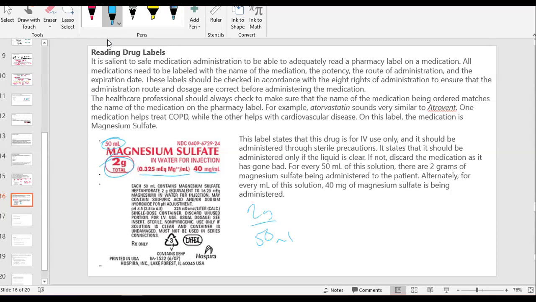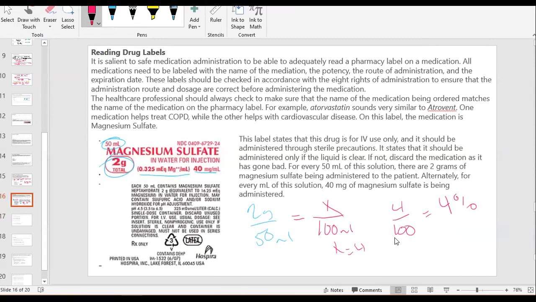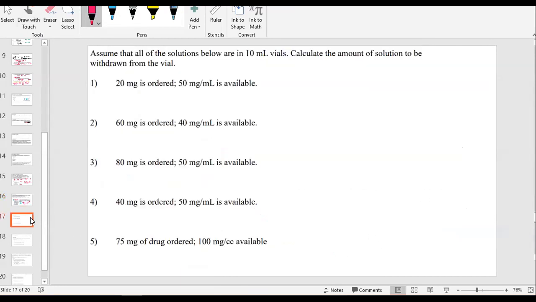How can we make this into a percentage? I already have my ratio of 2 grams equals 50 mLs. So percentage, what do we do? Remember, percent is over what? 100. And then I can just go ahead, find X, which is going to be 4, right? And 4 over 100 is what percent? 4%. Okay. So there's 4% of that drug in there. Don't forget how to change to percentages, because you guys are going to see that also in math too.